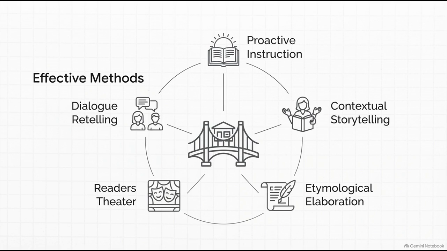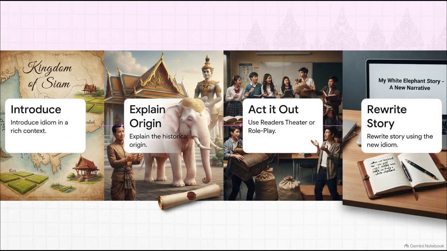But the research tells us that a proactive approach is incredibly effective, as long as we use rich contexts. When you anchor a phrase with storytelling, role-playing, or history, students don't just learn the definition, they learn the nuance of exactly when to use it. So what does this look like in the real world? Let's say you're teaching the phrase white elephant, which means a really burdensome, unwanted possession. You don't just give them the definition.